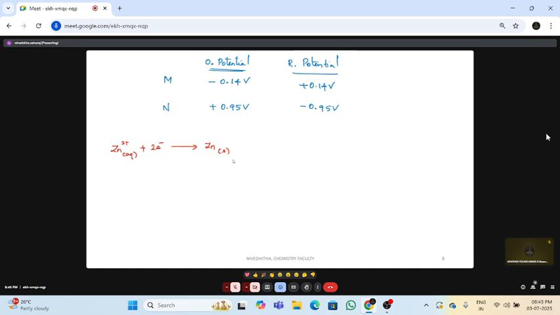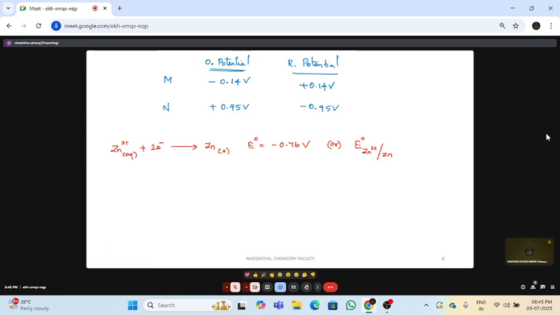Reduction, ma'am. Reduction. So they may give you any chemical reaction. After giving the chemical reaction, they may give you the value like this. Since this is a reduction reaction, we can understand this is the reduction potential. Or they give you a representation like this: E naught Zn2+/Zn.